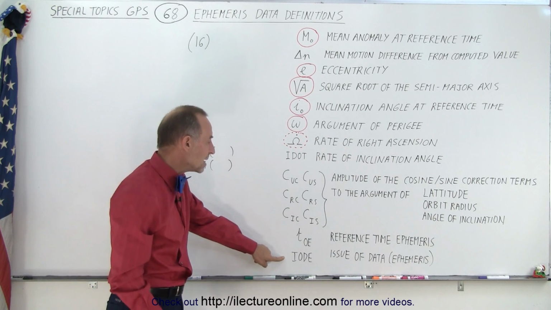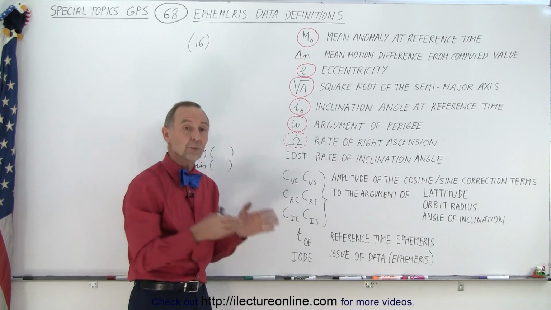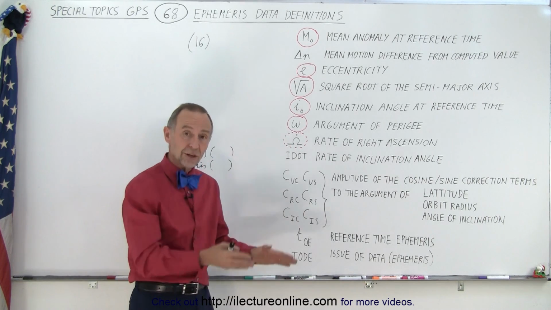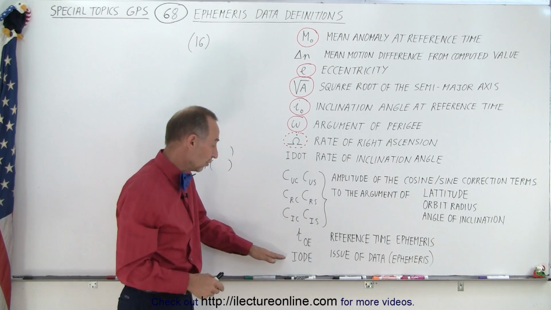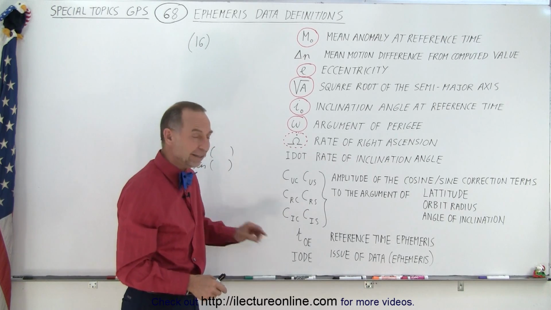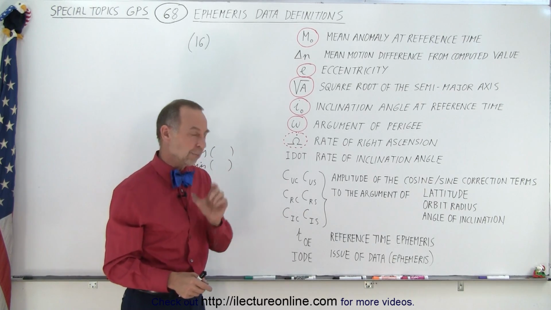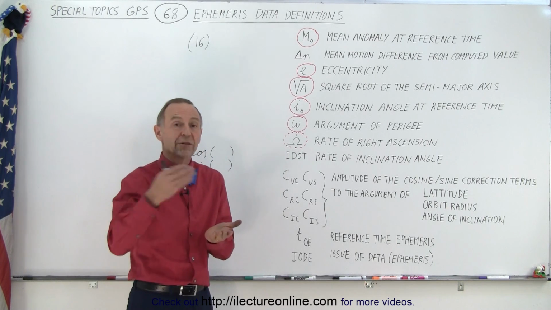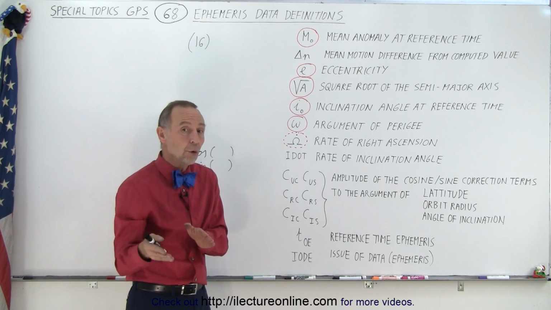And then the IODE is the issue of data ephemeris. We need to know which data set we're dealing with. Are we dealing with the first, the second, the third, the fourth, and so forth? So that's what this parameter is. It tells us which ephemeris data set we're working with, and if we don't get new ones sent after 24 hours, that means we need to keep using older ones.